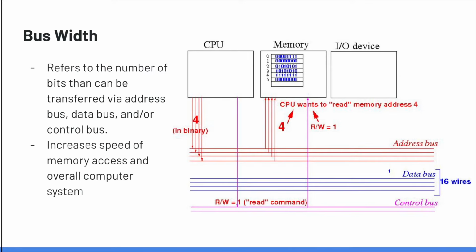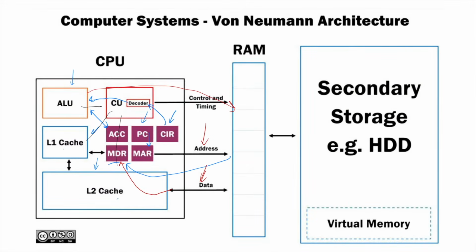Now next we have bus width. This refers to the number of bits that can be transferred via the address bus, data bus, or control bus. Remember, in our fetch execute cycle, we were sending addresses to the RAM and transferring data and instructions back to the MDR. We were doing that through buses. The bigger these buses are, the larger the addresses that we can send to the RAM, and the more data we can send back, which is just going to increase the speed at which the CPU is able to pull data off the RAM, and therefore the speed at which it can actually execute instructions.